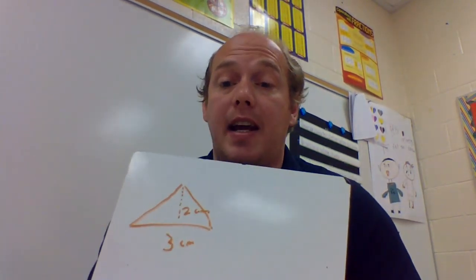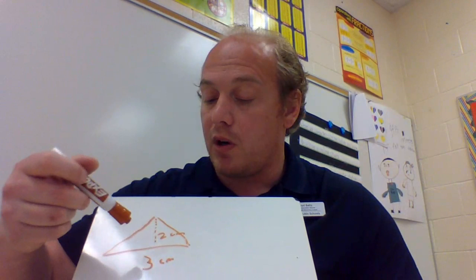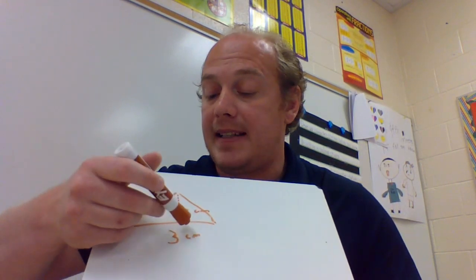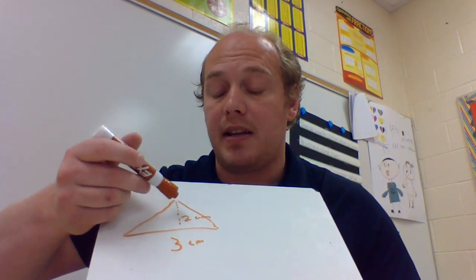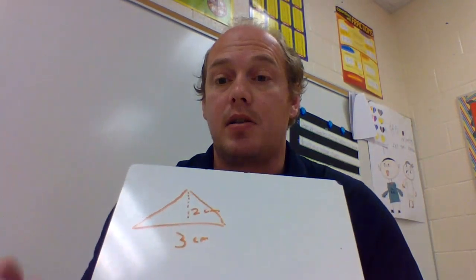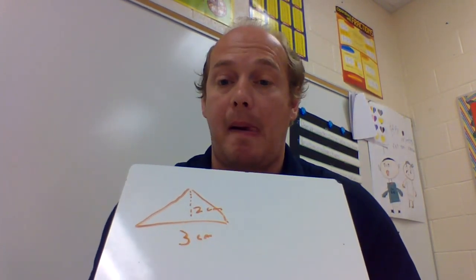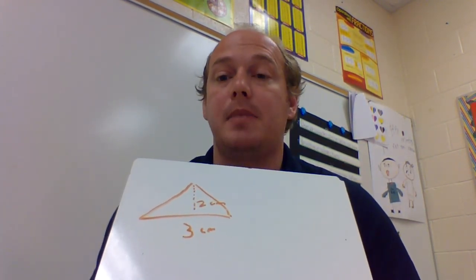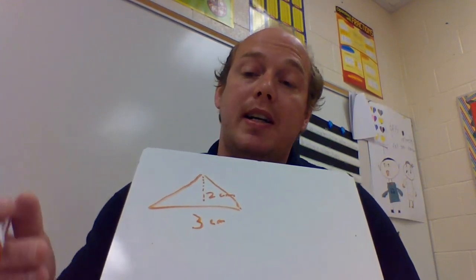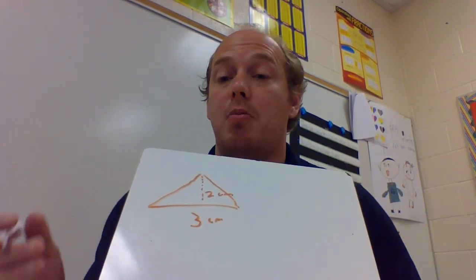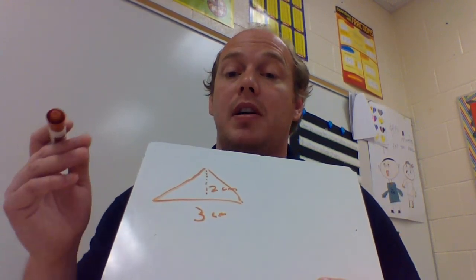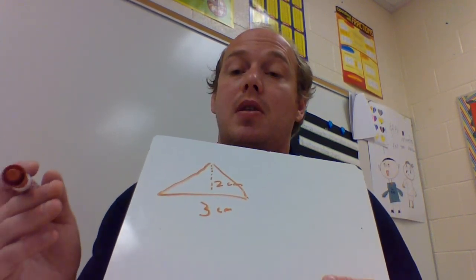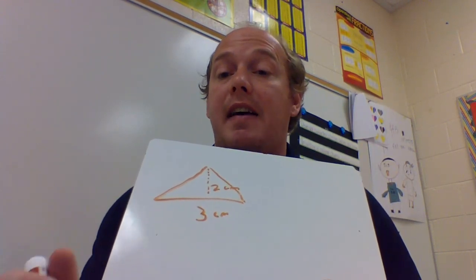So our first step, we're going to say the base, the length, is 3 times the height, or the width, which is 2. So 3 times 2 is what? 3 times 2 is 6. Now the one component that we're going to do with the triangle, which makes it a special case, is we're going to divide that in half. So 6 divided in half is what?